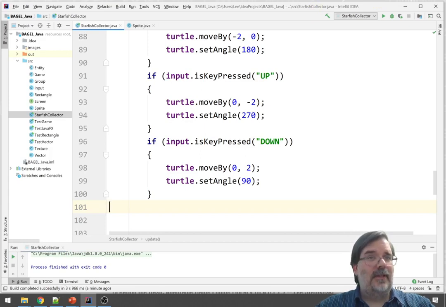In the next video, we'll learn how to reflect sprites on the x-axis and the y-axis, which we call mirroring and flipping. We'll save that for the next video.